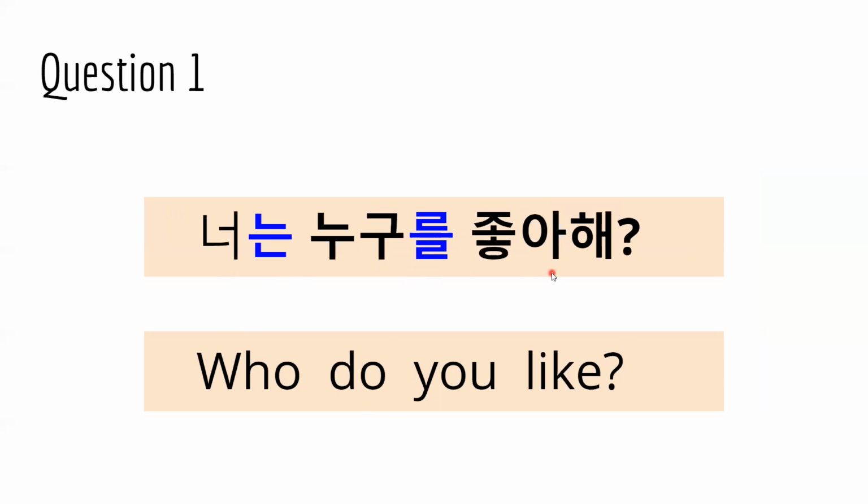너는 누구를 좋아해? Recall that the 는 after 너 is a topic marking particle. The 를 after 누구 is an object particle, and 좋아해 is like. In English, the 5 W's, who, what, where, when, or why, are placed at the beginning of a sentence. But this is not true in the Korean language. In Korean, the subject is placed in the beginning of a sentence, and the verb is placed at the end of a sentence. And 좋아해 here is the verb.